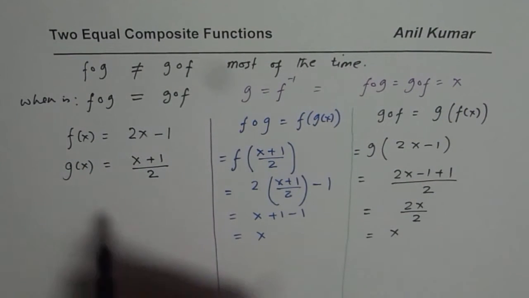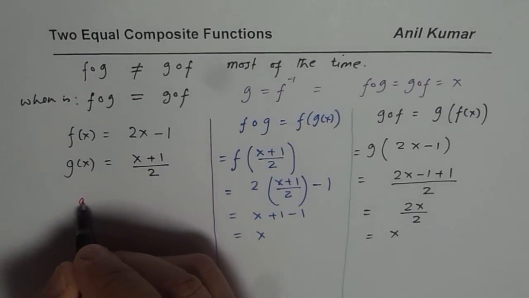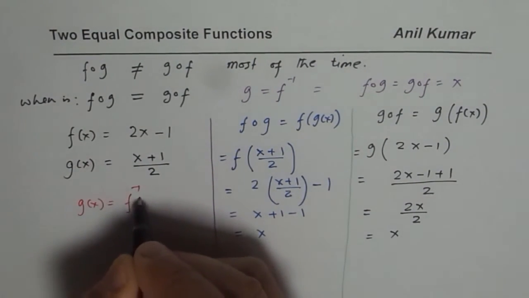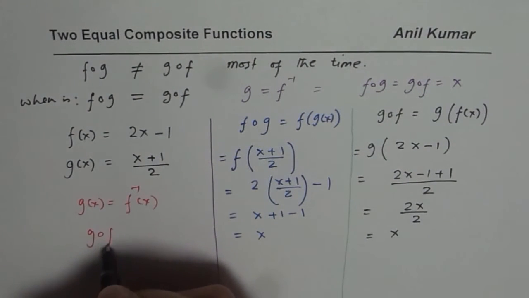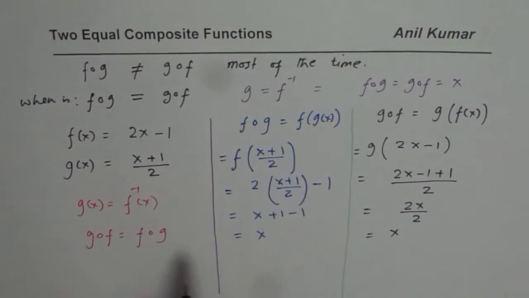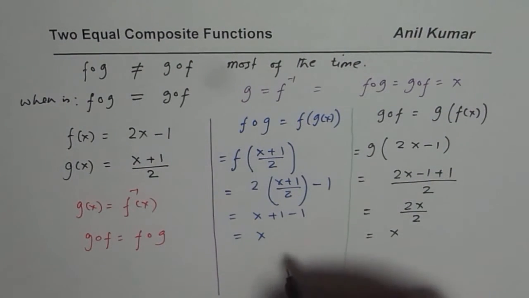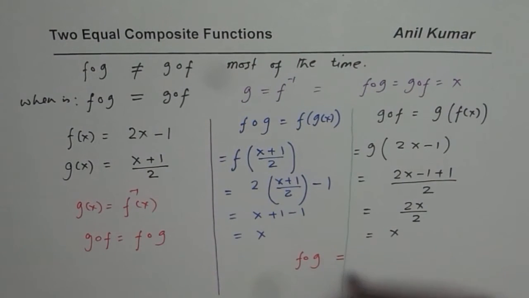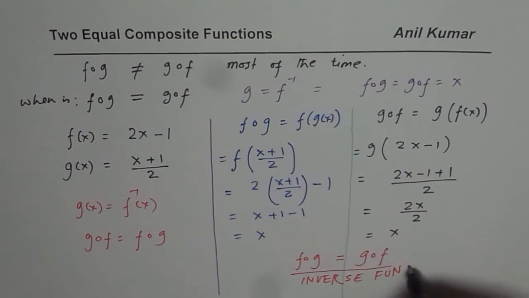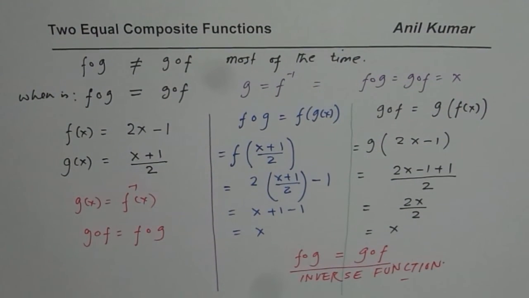So in our example, since we found that g of x is indeed equal to f inverse of x, we found that g of f is equal to f of g, right? So that is probably the best example which you should be giving when it comes to two equal composite functions. We proved that f of g in our case was equal to g of f, and the key was their relation was like an inverse function, right? So the inverse should be a function to get this type of result. That is the key which we learned from this particular video.